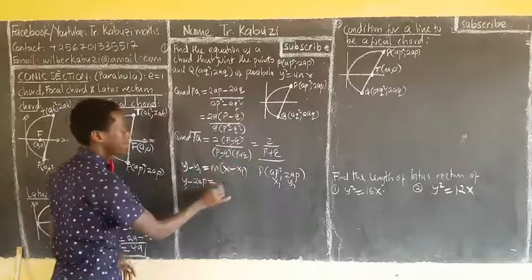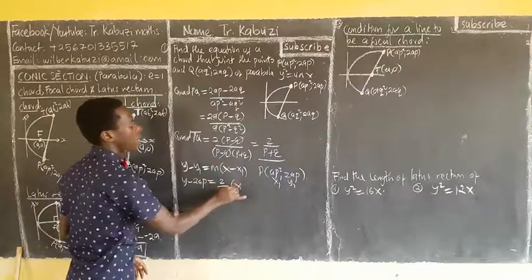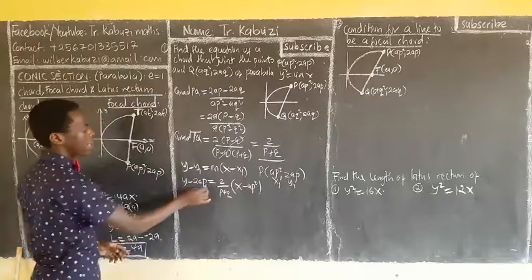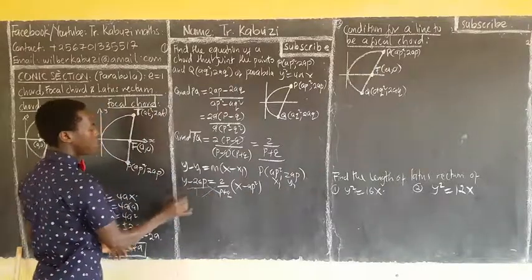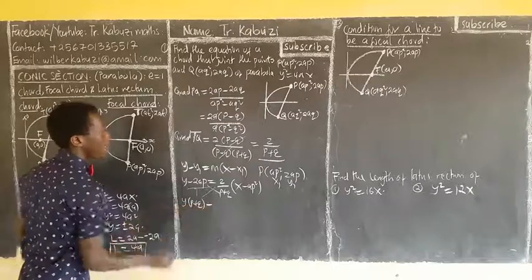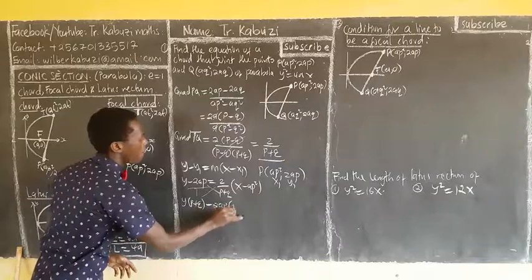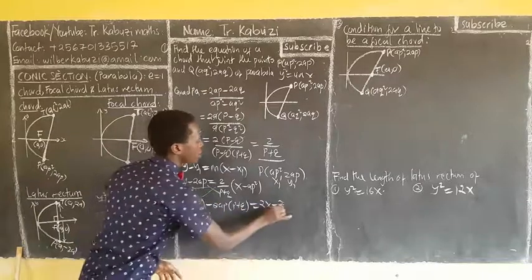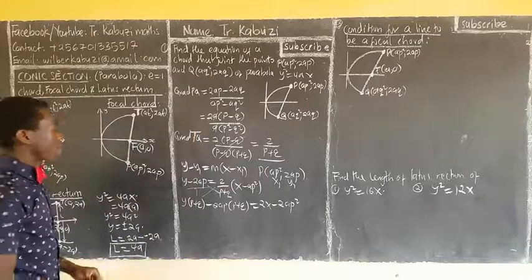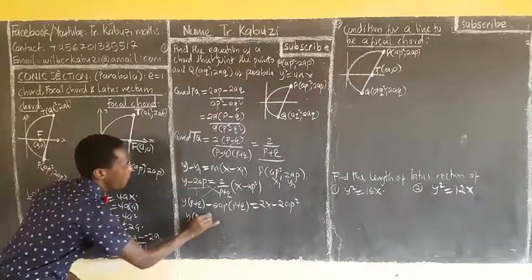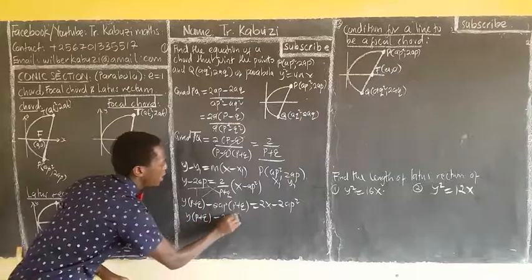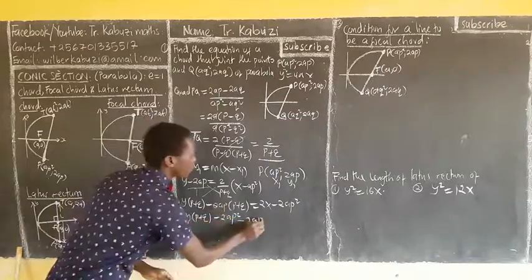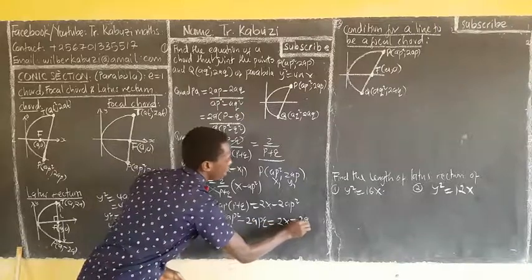The gradient is here, times now x minus x1, which is ap squared. So you cross multiply like this. So we have y into, then minus 2ap, p plus q equaling to, this side if you open brackets we have 2x, then minus 2ap squared. So that's open brackets and we see we have y into p plus q, then minus 2ap squared, then minus 2apq, equaling 2x minus 2ap squared.